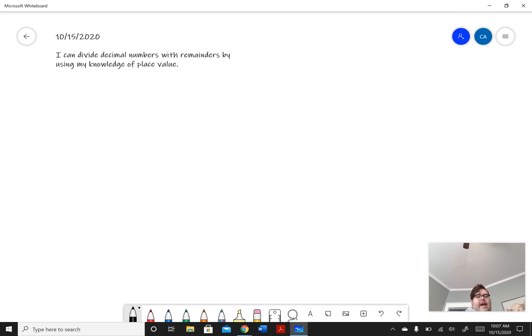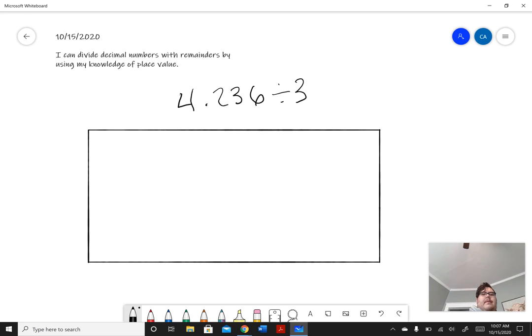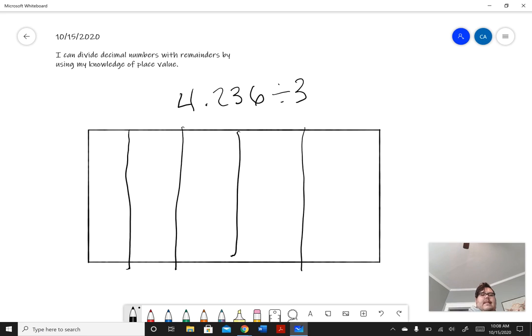First expression that we have is 4 and 236 thousandths divided by 3. Okay, so here's what we're going to do. We're going to put this into a place value chart. Okay, here's our place value chart. We got the ones, tenths, hundredths, thousandths, 10,000ths. Okay, there's our decimal.